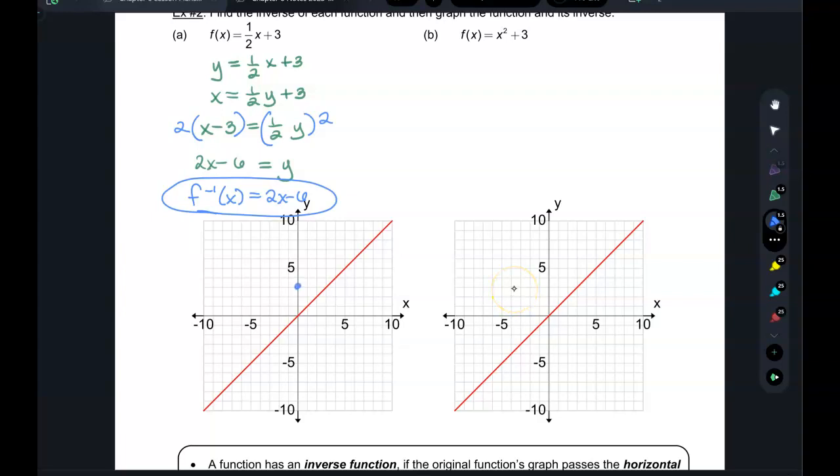So we go up 1 over 2. Wait, how'd you get y equals 1/2 x plus 3? So I'm going to start out with the y-intercept of 3. And then I'm going to go up 1 to the right 2. And then I just went up 1 to the right 2.